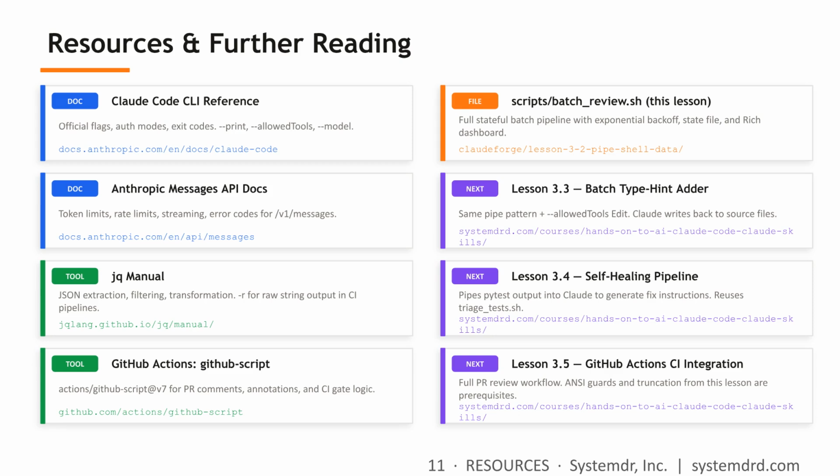The homework from the lesson article is worth doing today. Write weekly_review.sh, wire it to a cron schedule trigger on GitHub Actions, and let it run. You'll have automated sprint reviews next Monday morning without lifting a finger.